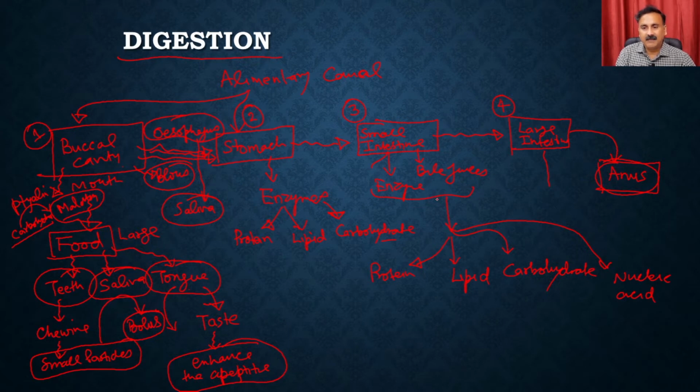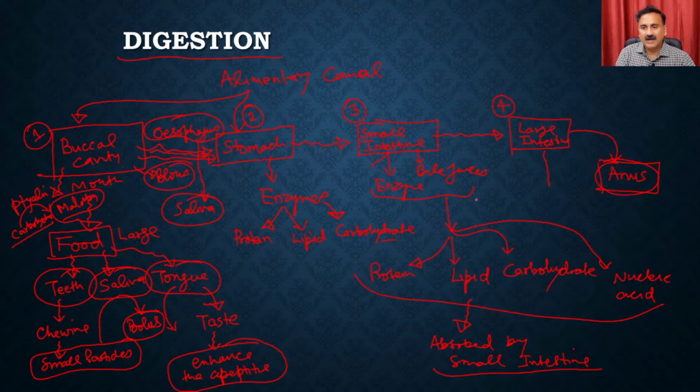Apart from this, all these digestive products, or the monomeric products, are going to be absorbed by the small intestine. So, you are going to have the machinery which is going to help in the absorption within the small intestine.